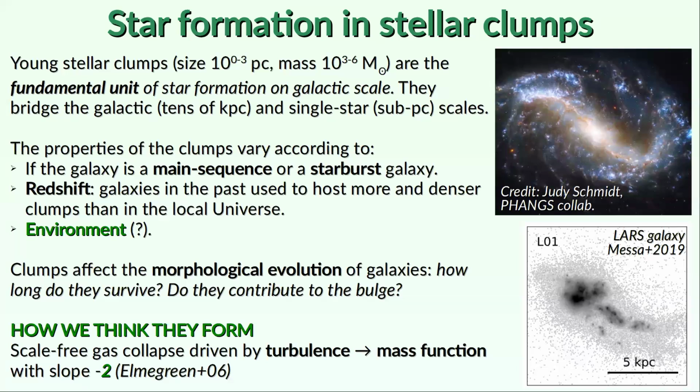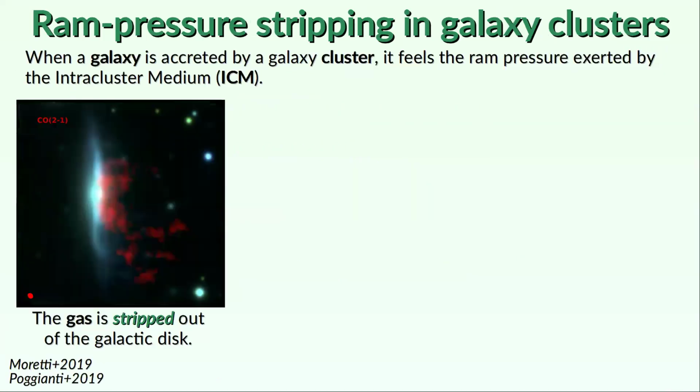So, as I said, the second part of the title was ram pressure stripped galaxies. This is the peculiar environment in which we want to study these clumps. Galaxies undergoing ram pressure stripping are peculiar galaxies that we find in galaxy clusters. And essentially, when a galaxy is accreted by a cluster, the environment in which it is embedded changes from the intergalactic medium to the intracluster medium, which is denser and hotter. And under certain conditions, the effect is the stripping of the interstellar medium.